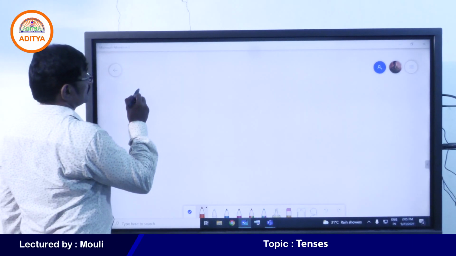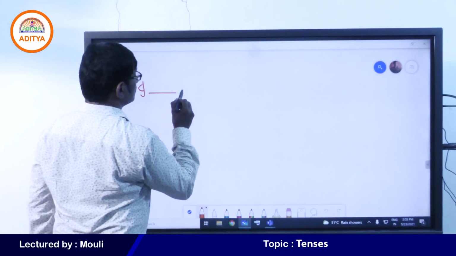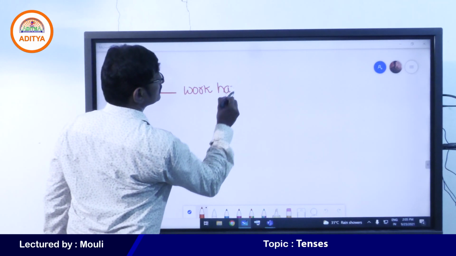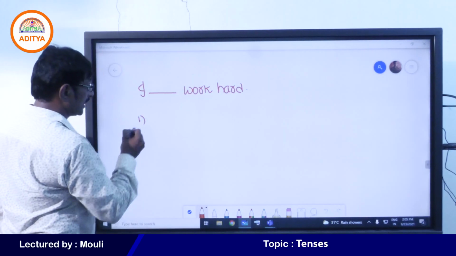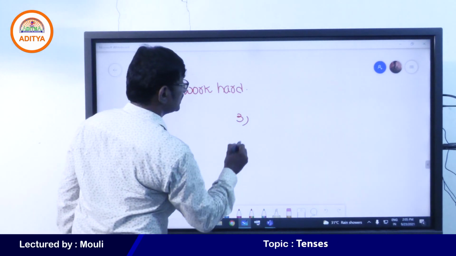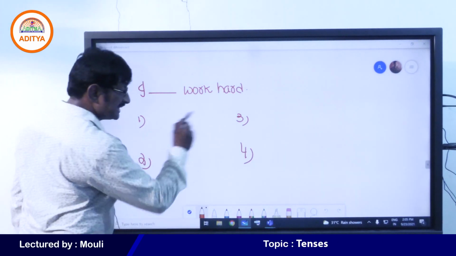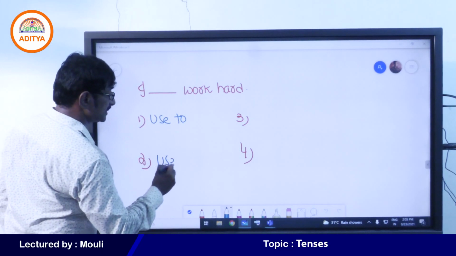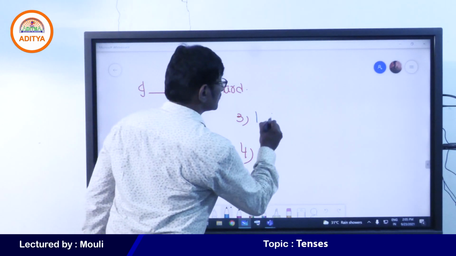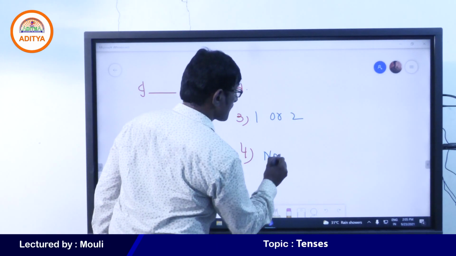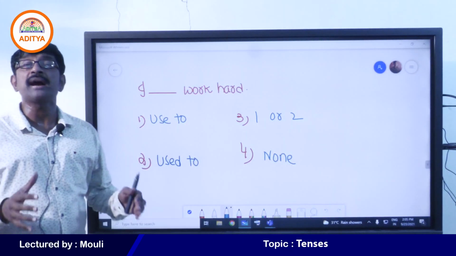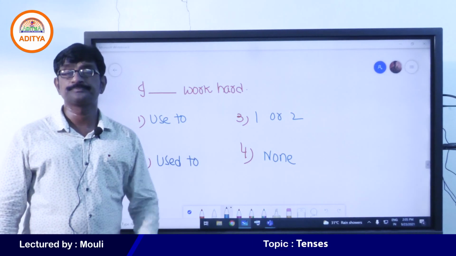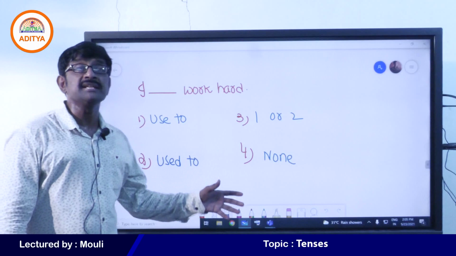You take now, I dash work hard. It is given like this. So 1, 2, 3, 4. These are the choices. The first one is used to. The second one is used to. The third one is 1 or 2. The fourth one is none. Now you have to choose the right choice among these 4. I will wait for your answer.